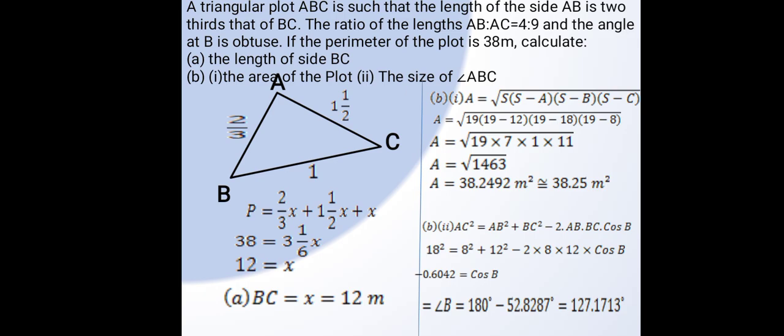Part 2 of B, you have been asked to calculate the angle ABC. Angle ABC, we can calculate it using the cosine rule, and since the angle is obtuse, be sure to subtract the angle you have gotten from 180 to get it. So the angle is 127 degrees.